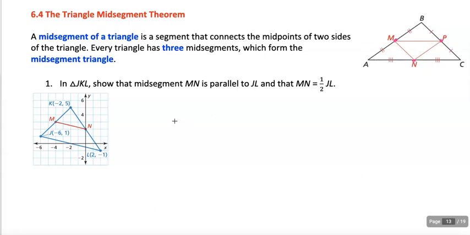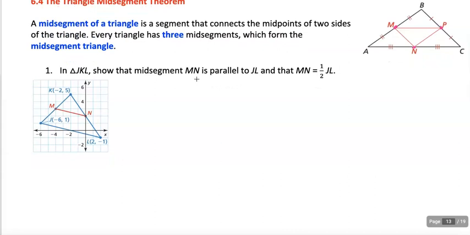Alright, so we're going to do a few things here in this first one. We're going to show that the midsegment MN is parallel to JL. So there's one of the properties here: the midsegment is parallel to JL. MN is the midsegment, and to show it's parallel, we're going to find the slope. So slope of MN. Alright, I have two coordinates here for MN.